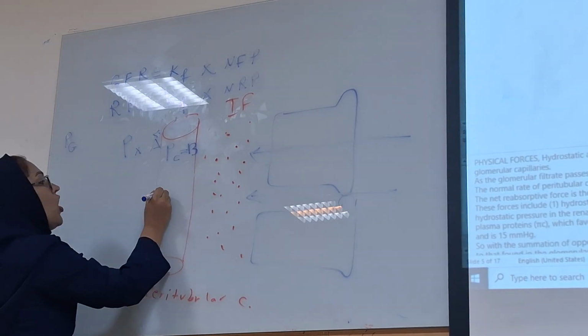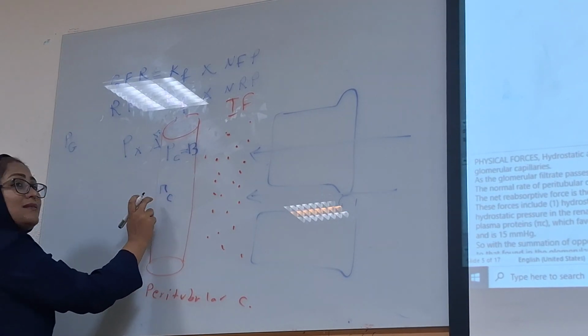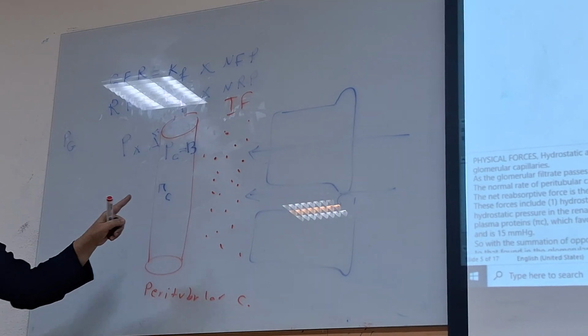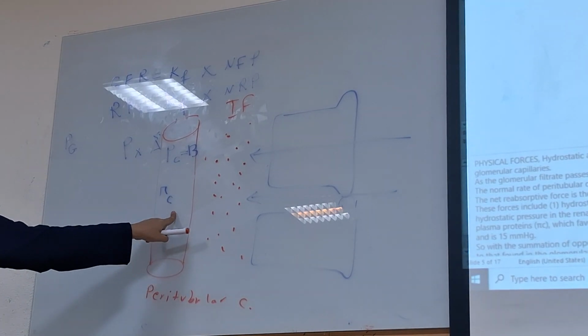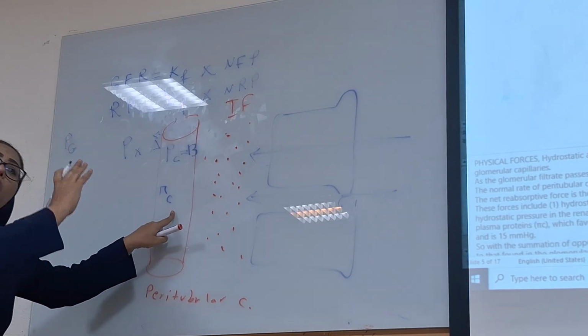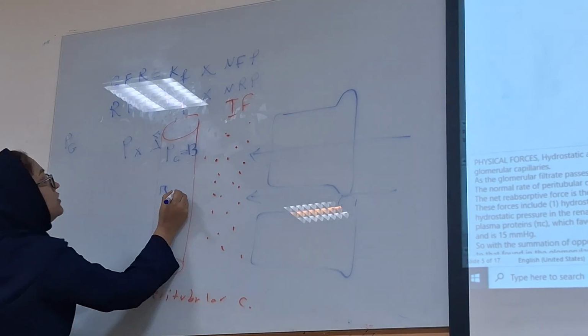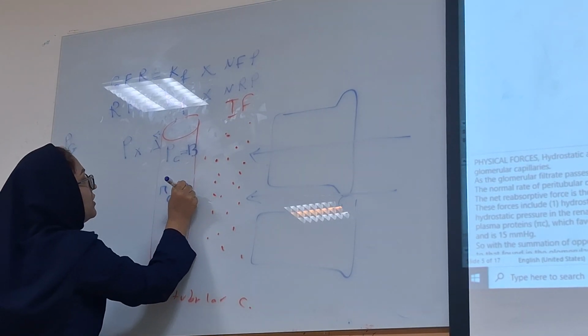Again we have pi C. Pi C is colloid osmotic pressure in peritubular capillary, and the amount is 32, the same as pi G. Okay, 32.